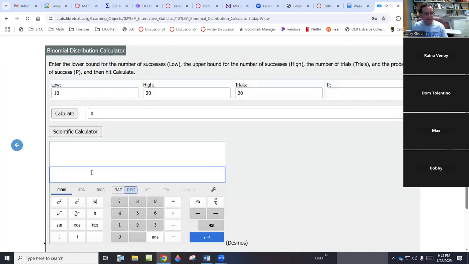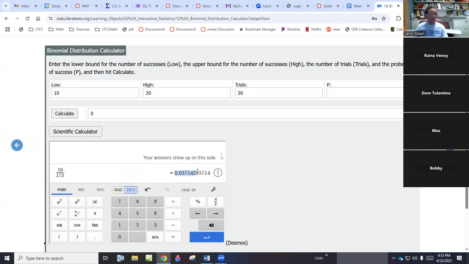So let's get 10 out of 175. I'm going to get the scientific calculator. Oops, that didn't work. 10 over 175. Yuck. One more try. 10 over 175. And it gives you this number that is 0.05714, etc. I'm going to just copy that, paste that into the P. Now I'm ready to hit calculate. Notice it gives me 0.